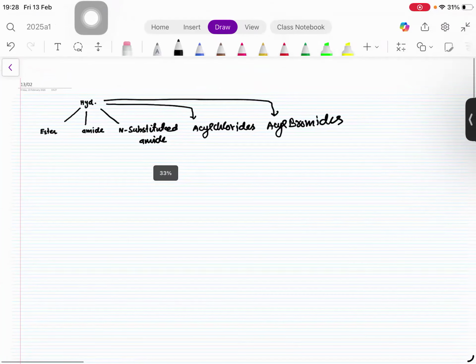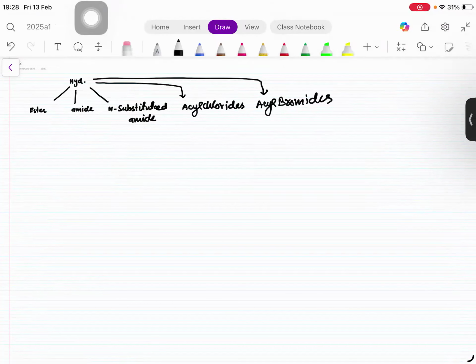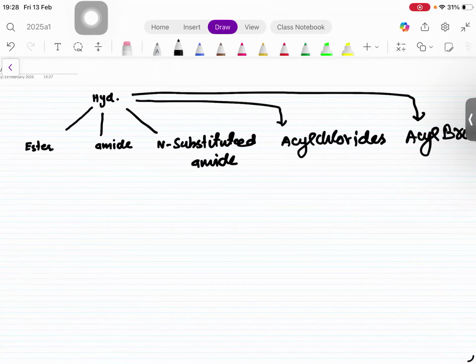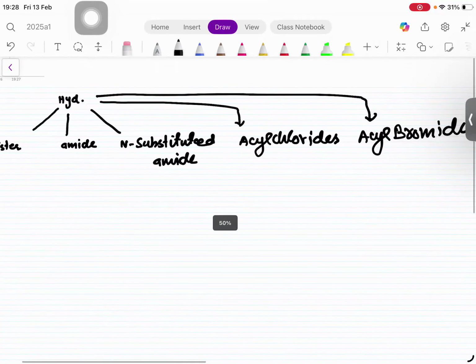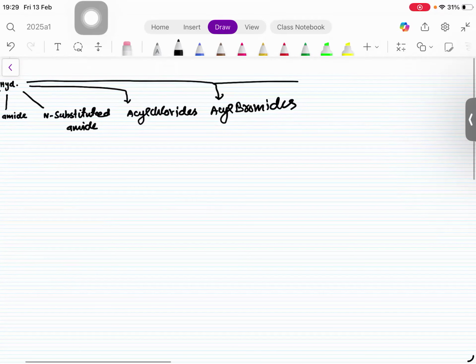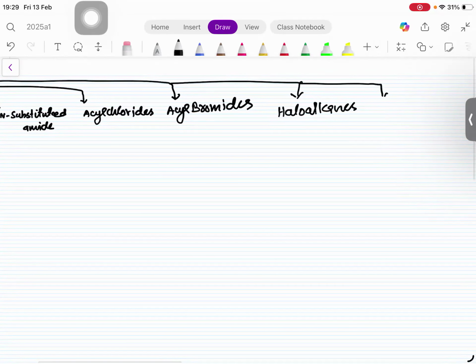Acyl bromide. So all these functional groups which can undergo hydrolysis are esters, amide and substituted amide, acyl chlorides, acyl bromides, haloalkanes, and chlorobenzene.